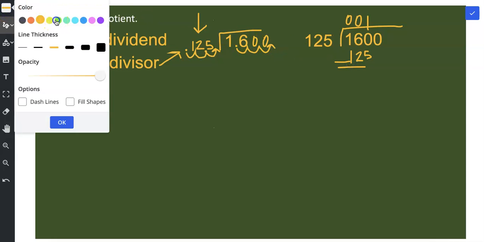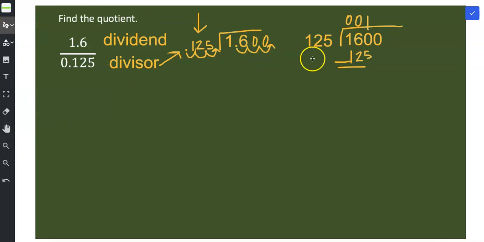I'll grab a different color to help me show the subtraction. 0 minus 5, I'm going to have to borrow from the 6, making that a 5, and then I add 10 to 0, making it 10. 10 minus 5 is 5, and 5 minus 2 is 3, and 1 minus 1 is 0. Before I can ask the question again, I need to bring a number down. How many times does 125 go into 350?